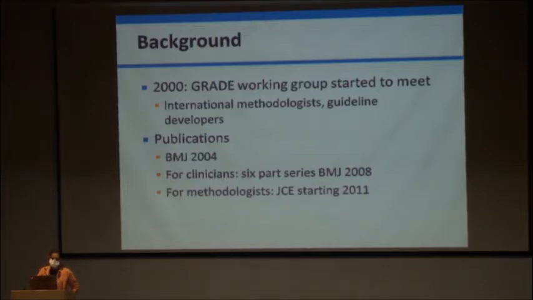The first publication that described this approach appeared in the British Medical Journal in 2004. Guidance for clinicians on applying and understanding GRADE appeared as a 6-part series in the BMJ in 2008. So this is where clinicians should go if they want to know what this is all about. And for methodologists, there were a series of articles starting in 2011 in the Journal of Clinical Epidemiology. This series is actually continuing to date. I think they're up to the 33rd or the 34th guideline document now.